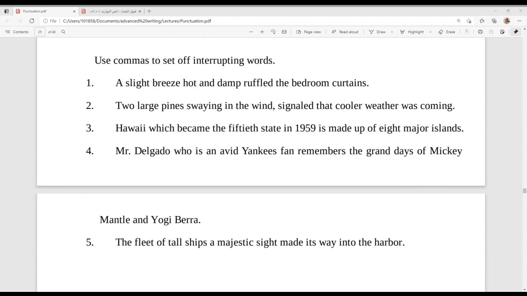The fleet of tall ships, a majestic sight, made its way into the harbor. A majestic sight, yeah.